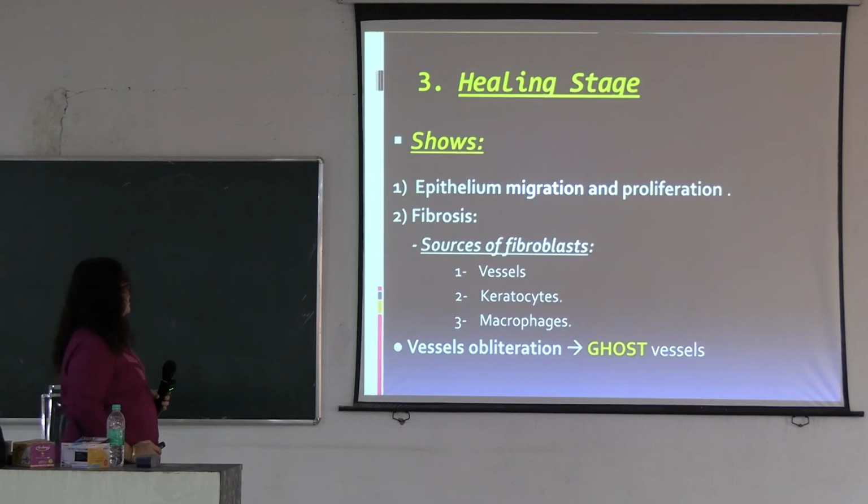Then the healing stage, the third one. Healing occurs through epithelial migration and proliferation, and the second one is fibrosis. The source of fibroblasts are vessels, keratocytes and macrophages. Some vessels are obliterated, and that one is called the host vessels. It is generally asked in the viva, what are host vessels?